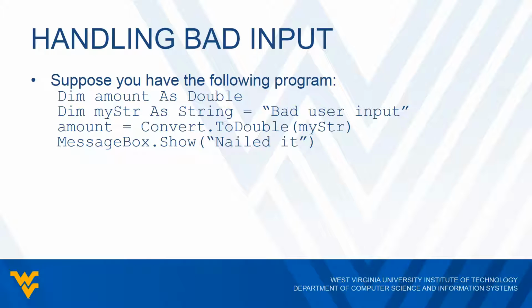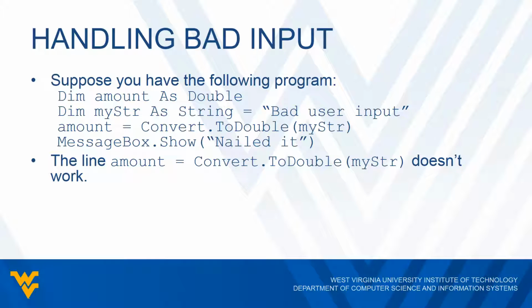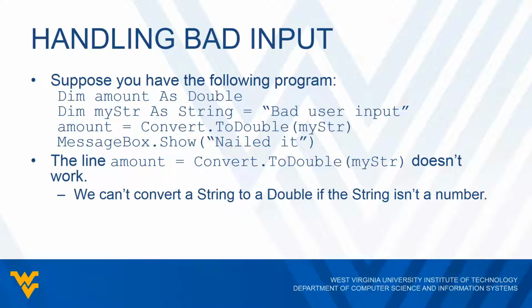So what we're going to do is try to convert the string to a double, store that double in amount, and then we're just going to print a message box that says that we did it. We nailed it. Now there is a problem with this code, specifically the line that involves converting the string to a double. This line is not going to work. And this is because we cannot convert a string to a double if the string is not an exact number. So the way that the ToDouble method works, the string in there has to be an actual double. Clearly bad user input is not a double. It's not even a number. So this conversion isn't going to work.